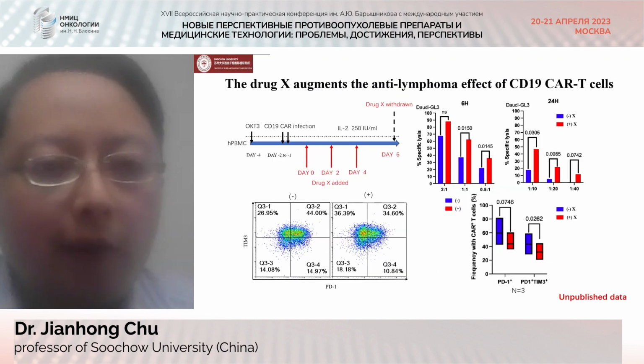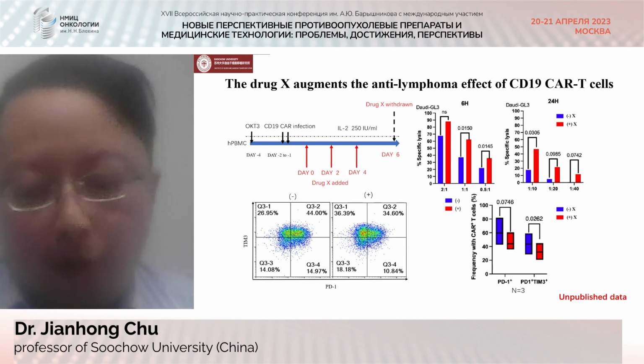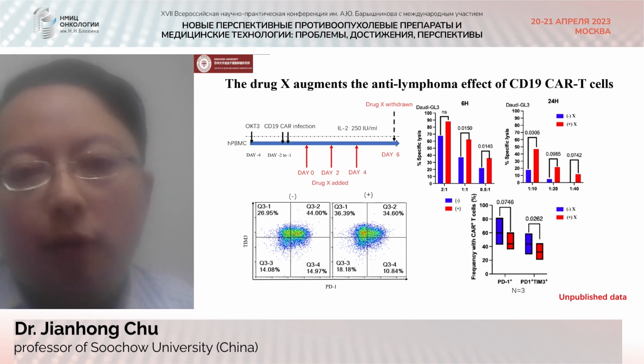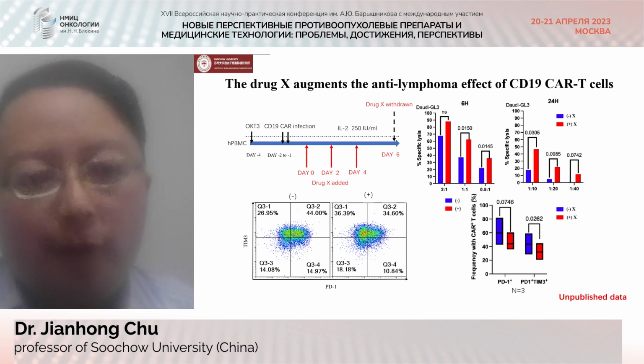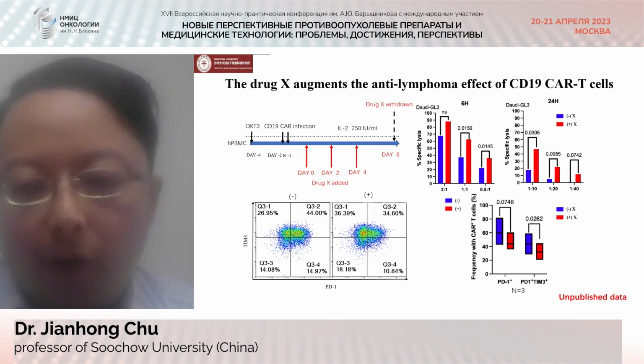We also did some work in this aspect. We found that a clinically available drug, which I still cannot disclose at this moment. We use this drug to treat the CAR T cells. We found that it can dramatically increase the cytotoxicity of the CD19 CAR T cells against different lymphoma cells. And interestingly, we also found that this treatment can decrease the expression of PD-1 and TIM3. This indicates that this drug treatment may help diminish CAR T cell exhaustion.